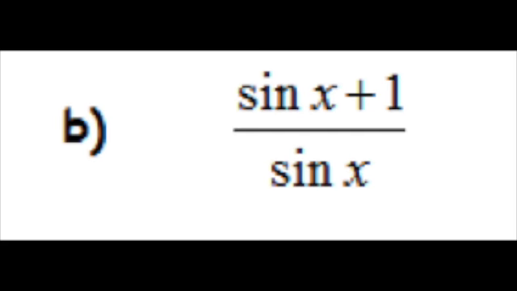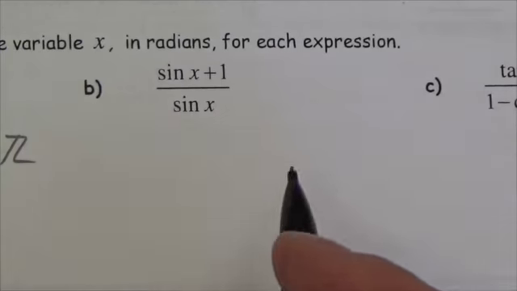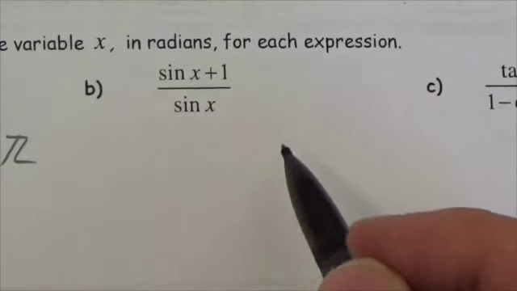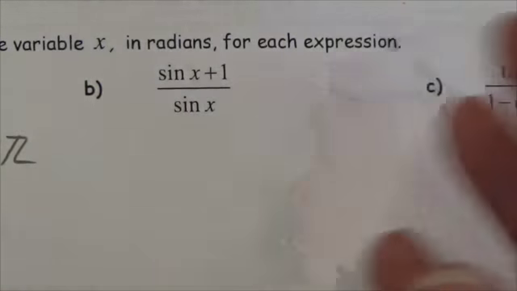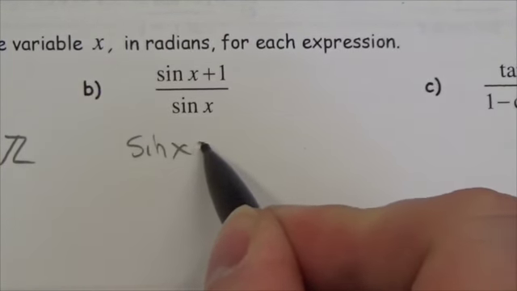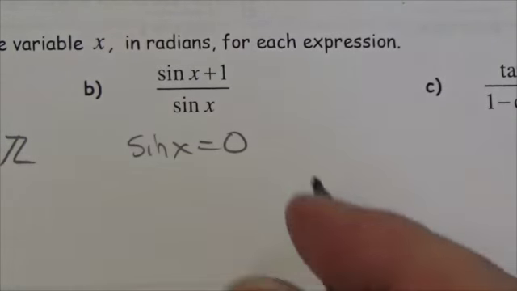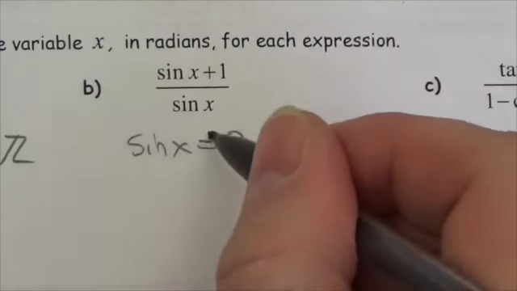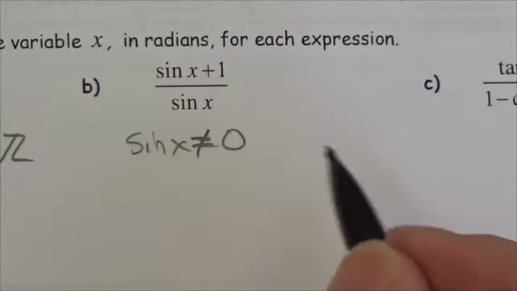The sine of x plus 1 divided by the sine of x. In this case here, notice that the expression has a sine in the denominator. Sine by itself does not have a restriction. So what I'm looking for here is when sine of x is equal to 0. Okay? So, and I have to state that I can't allow that to happen, right? We don't want that to happen here.